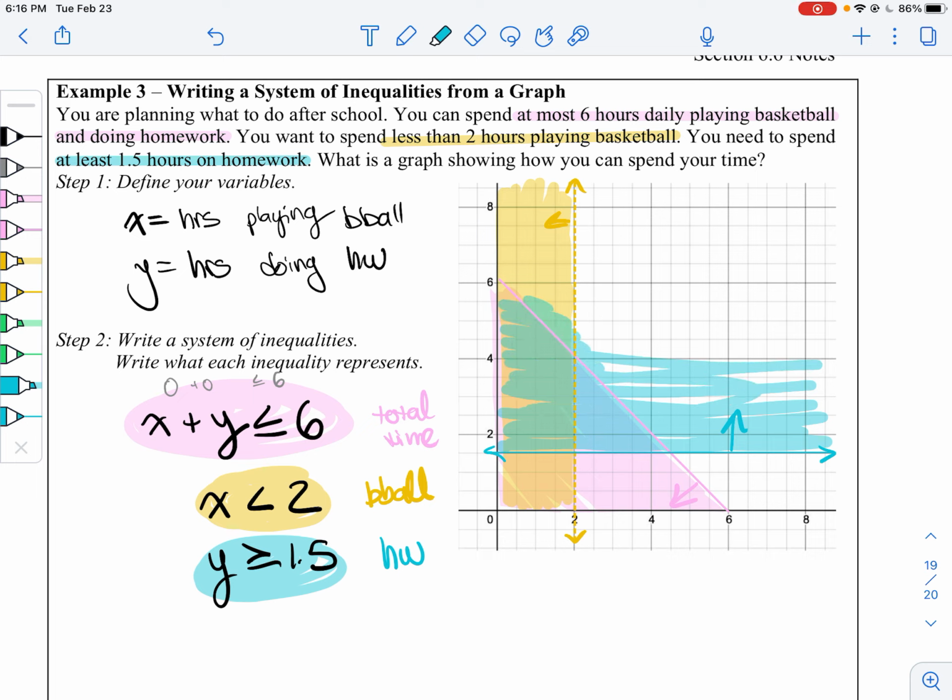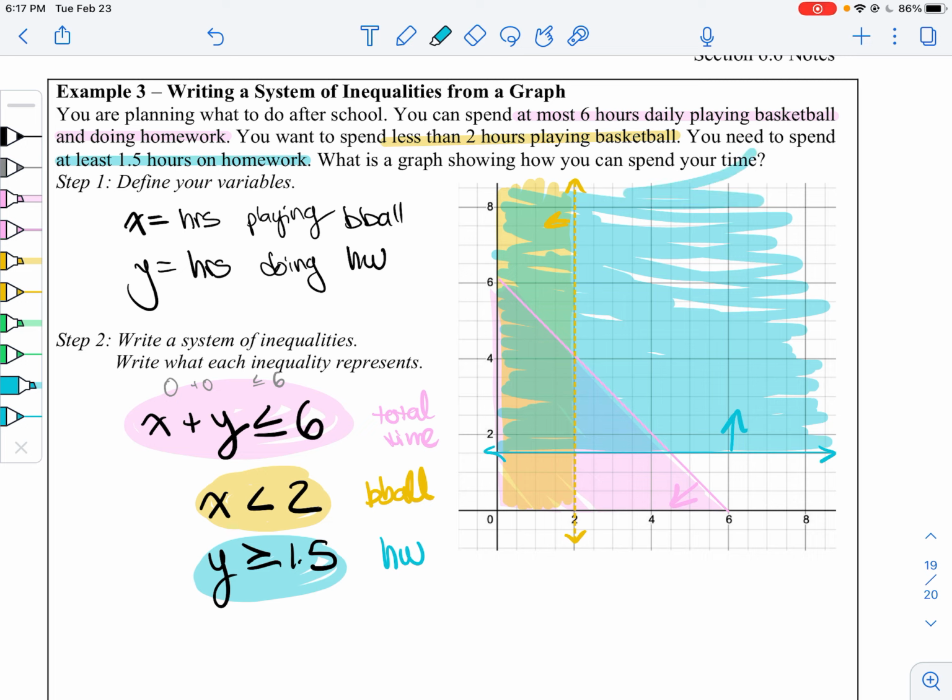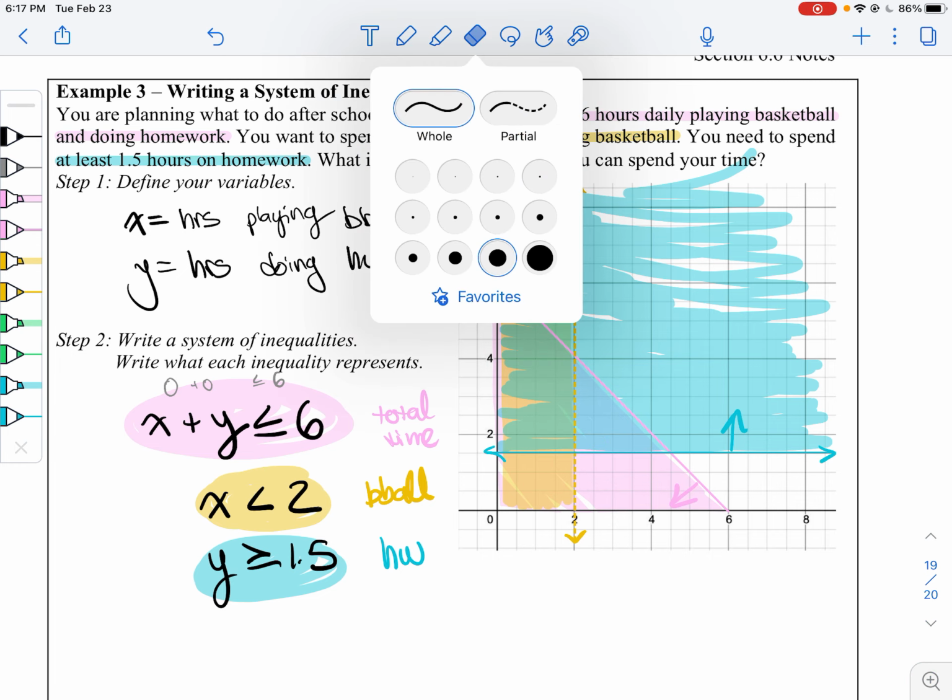But guys, we're starting to lose track of where our solution is really going to be. Because remember that our solution was where all of the inequalities are true. And way out here, this is only making our homework true. But we can't spend this much time on basketball, so that doesn't work. It's only going to be this side and here, but with all these colors going on, it's hard to figure out what's going on.